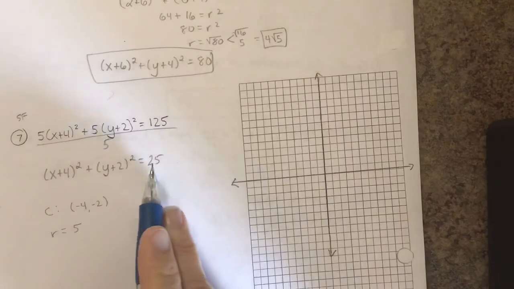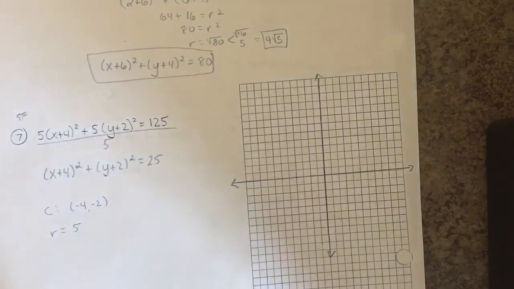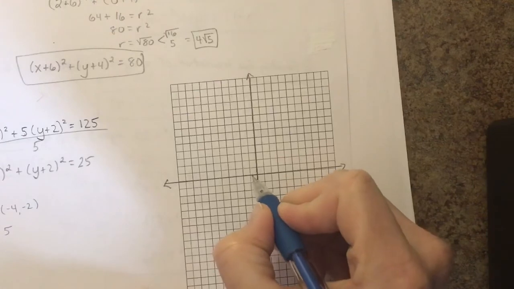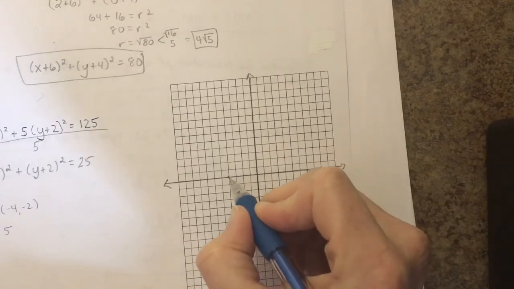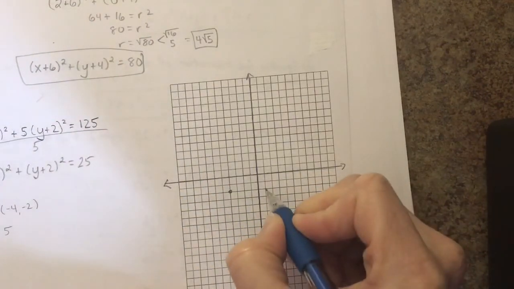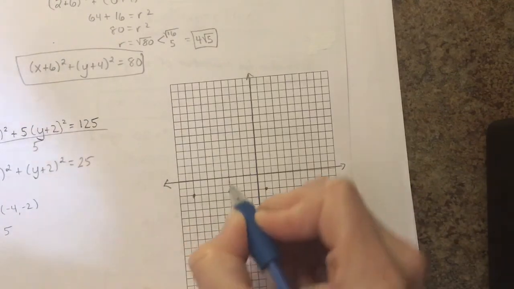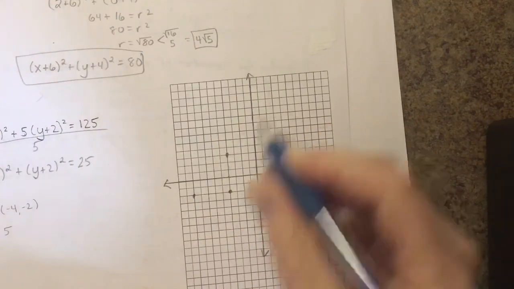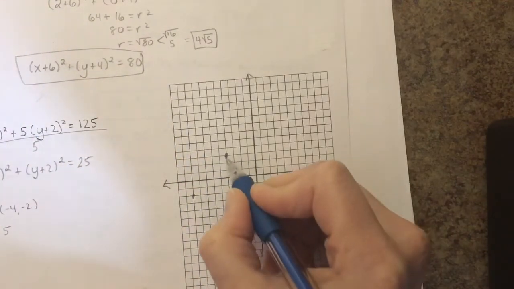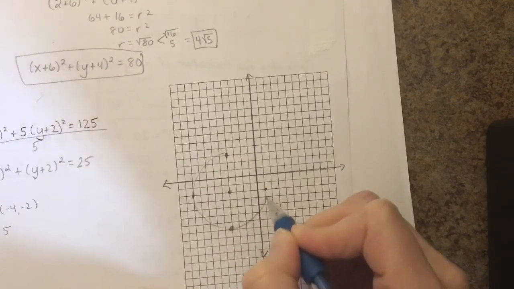Okay. If it doesn't end up being a perfect square, that's fine. The radius can be a non-perfect square. It could be 4 square roots of 5. That's okay. It happens. But on ours, we have a nice radius. So negative 4, negative 2. And the radius is 5, so I go 5 right, 5 left, 5 up, 5 down. Then we do our best here to draw a circle. Let's see what we get. And do your best.